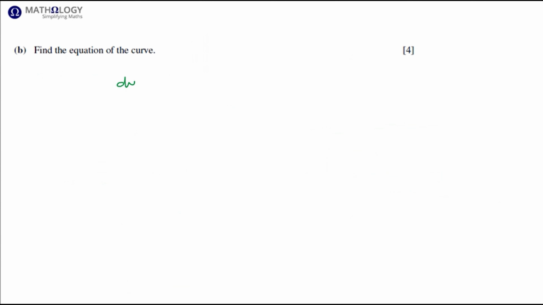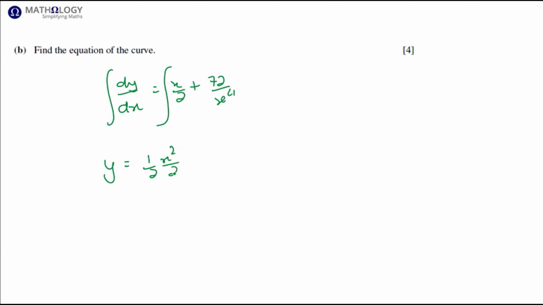So dy/dx equals x over 2 plus 72 over x to the 4. Now we're going to integrate this with respect to x. So we'll have y equals, half is a constant, and then the integral of x will be x squared divided by 2, plus this expression is 72x to the minus 4.